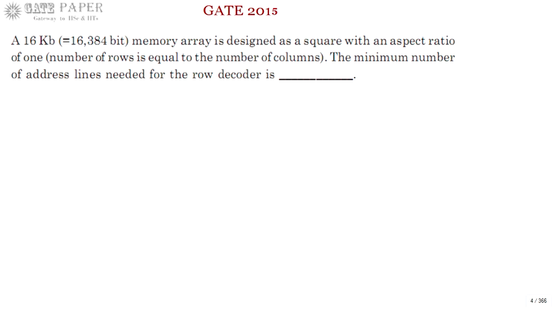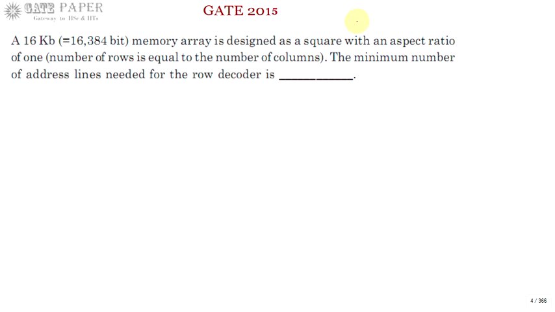Hello, we are discussing the GATE 2015 ECE paper. A 16 kilobit memory array is designed as a square with an aspect ratio of 1. Aspect ratio of 1 means the number of rows equals the number of columns. The minimum number of address lines needed for the row decoder is?